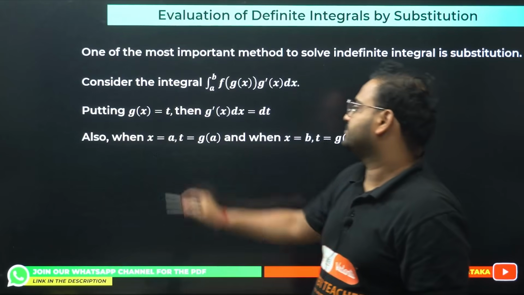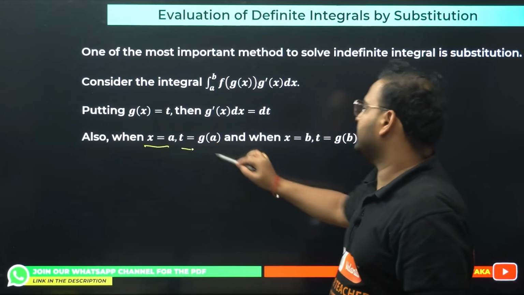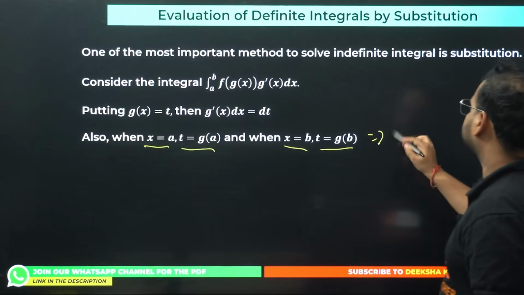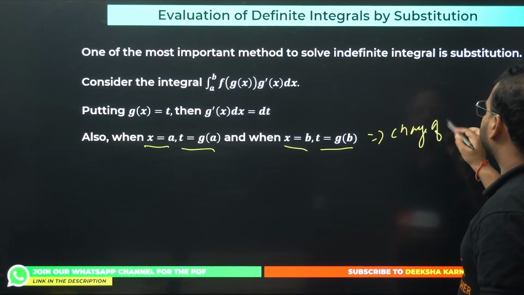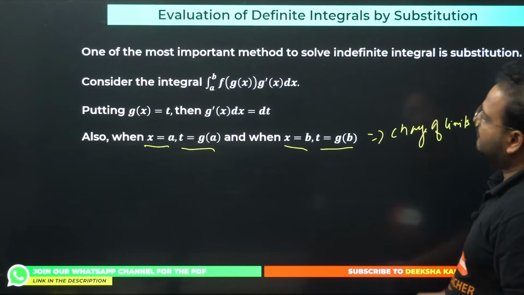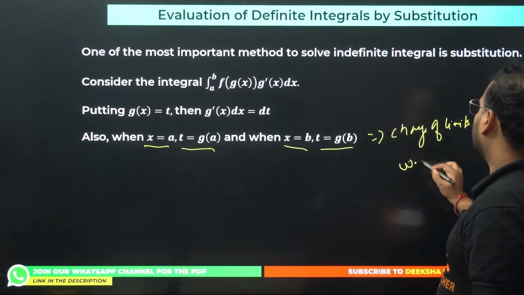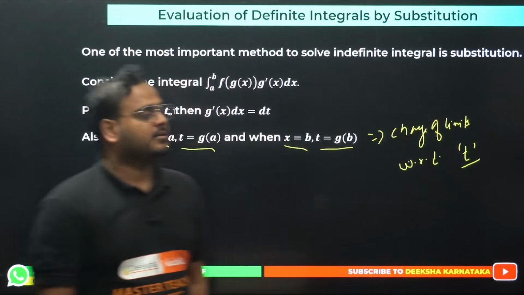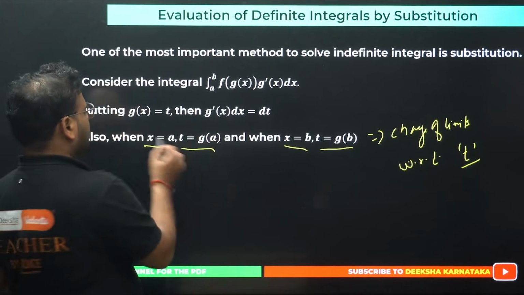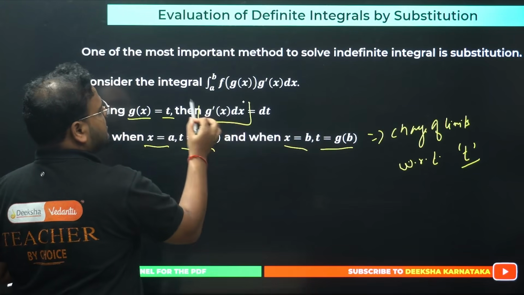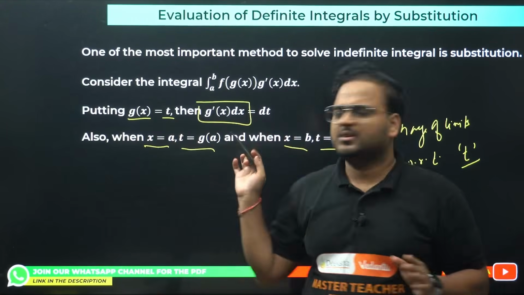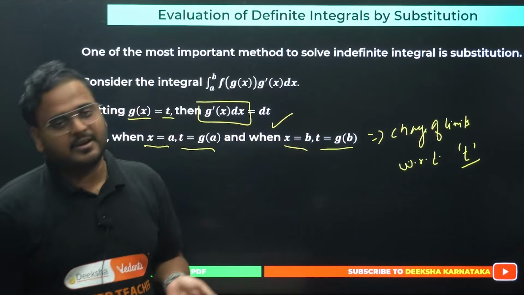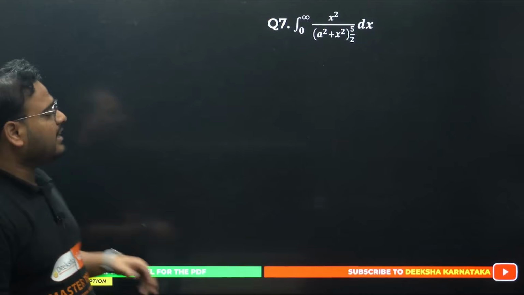Please check. When x is a, t is g(a). When x is b, t is g(b). This is the change of limits with respect to the variable t. This you already know, right? If you're taking g(x) as t, you have to take the derivative, g'(x) dx as dt. You have learned this; I've taught you this in the method of substitution in indefinite integral. We'll have more clarity when we see a question.